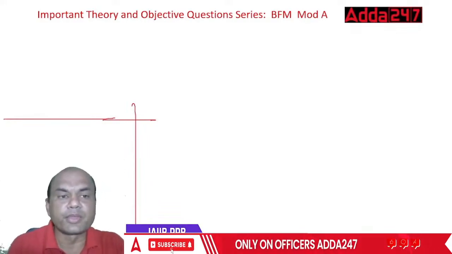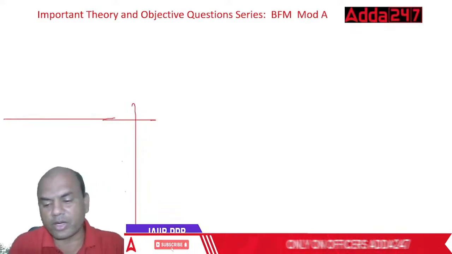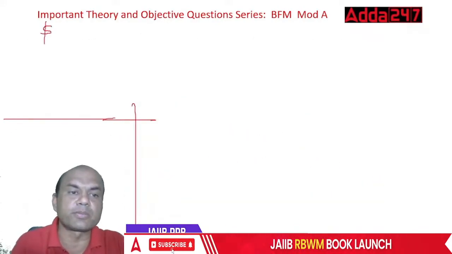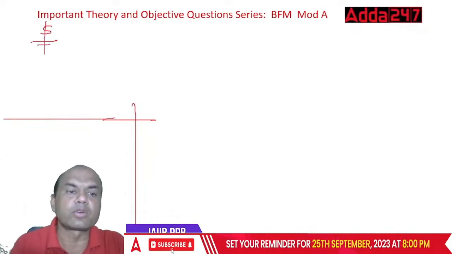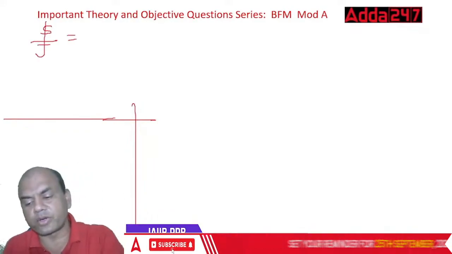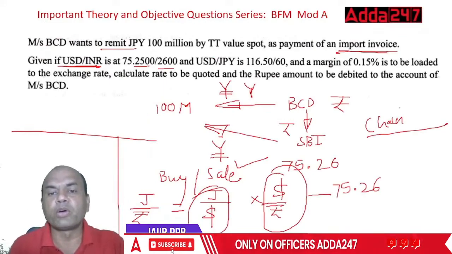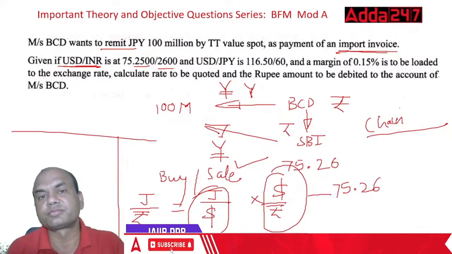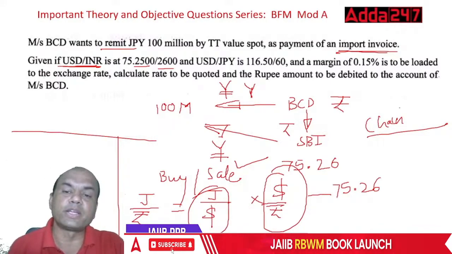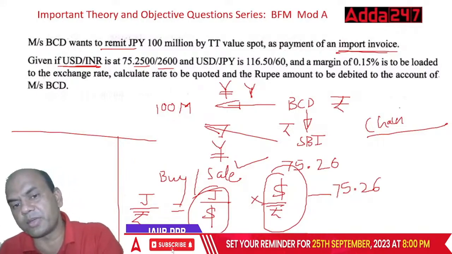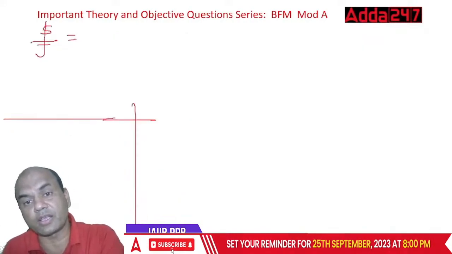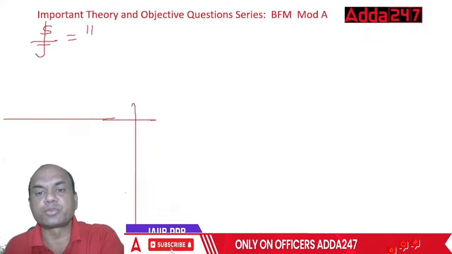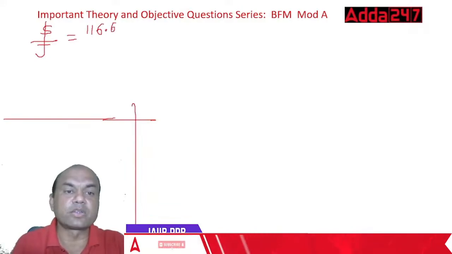So what will I do? What is the dollar to JPY rate which I am having? I'll write it. Dollar to JPY rate is 116.50 or 116.60? Which should I take? I'll take 116.60. It's the sale rate I want.